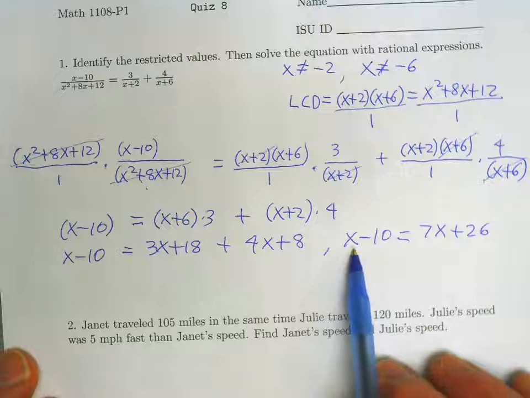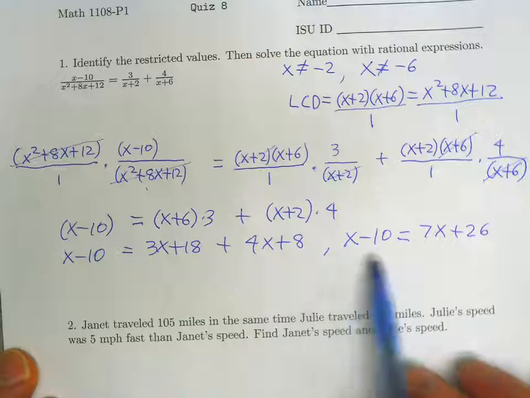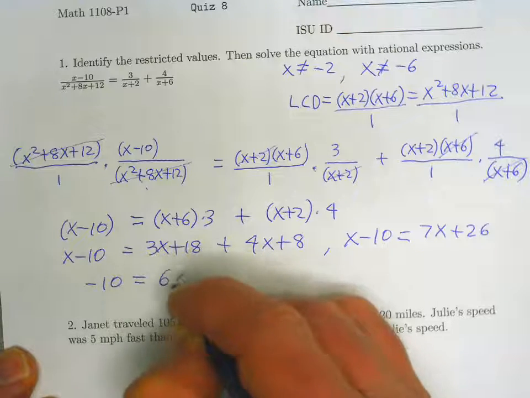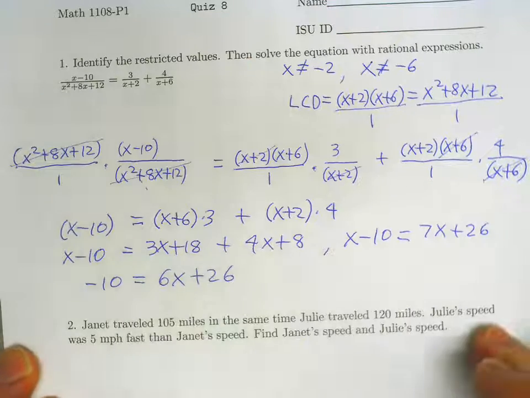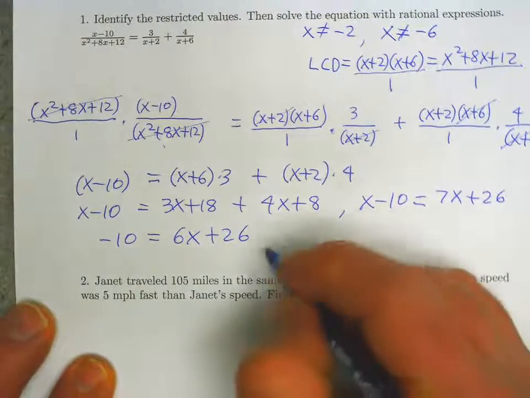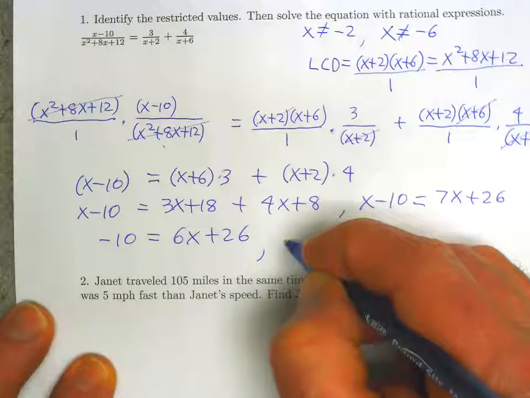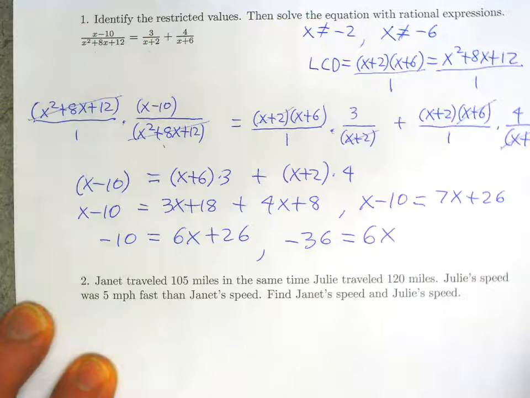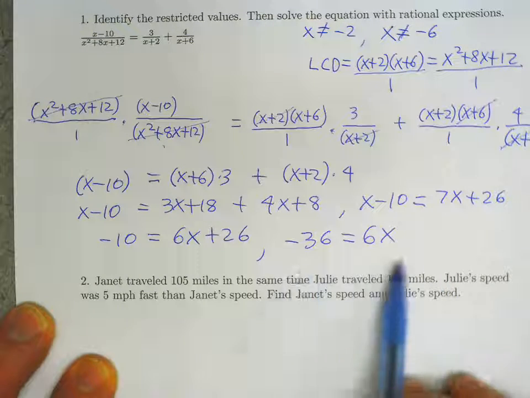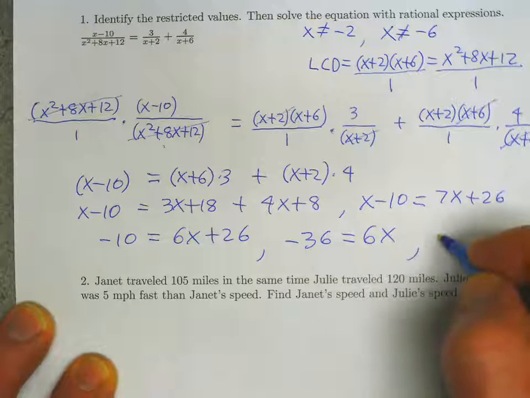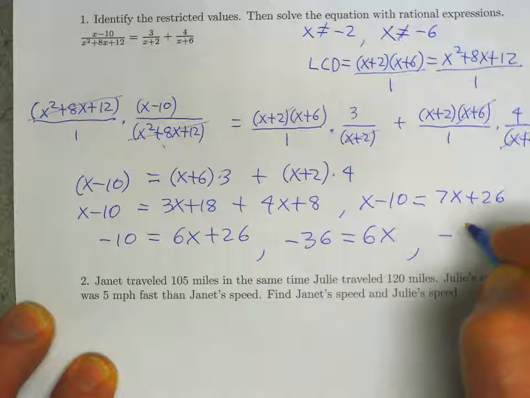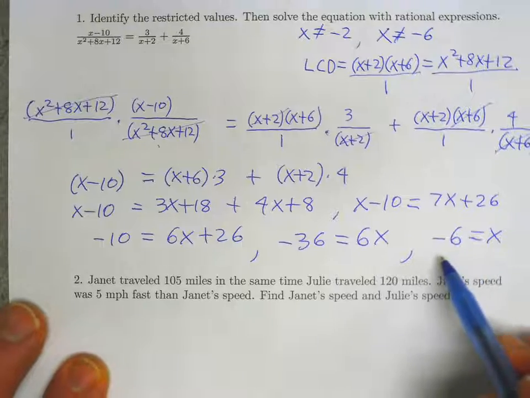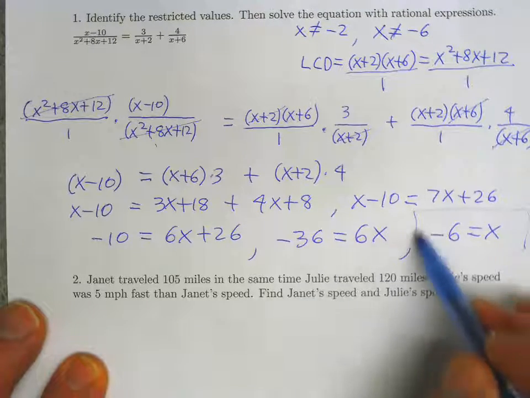So in the next step, I'll subtract x from both sides. So we get negative 10 equals 6x plus 26. And then subtract 26 from both sides. Negative 10 minus 26 is negative 36, equals 6 times x. And finally, we can divide both sides by 6. Negative 36 divided by 6 is negative 6. So our candidate for a solution is x equals negative 6.